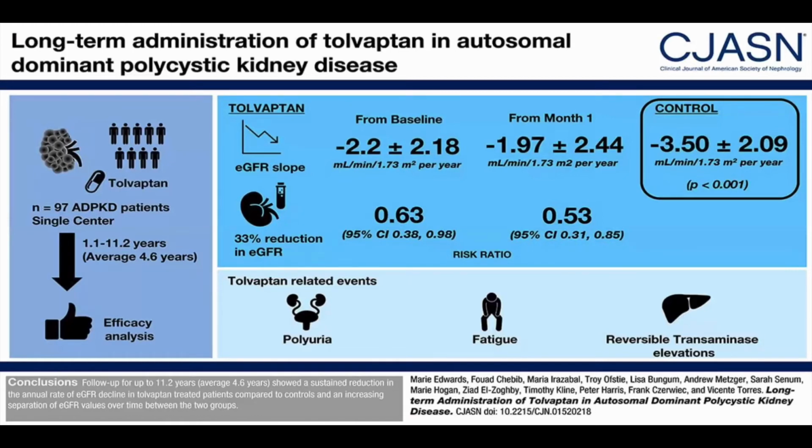This is just a further study suggesting that there is long-term benefit with tolvaptan. In this study, they enrolled patients with an average follow-up of 4.6 years, with some patients being followed up to 11.2 years. And the decline in the GFR slope was less in the tolvaptan group compared with control. And again, you can see here that there are some adverse effects related to tolvaptan use.